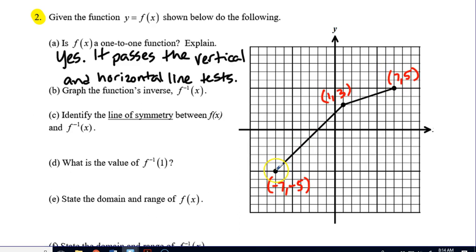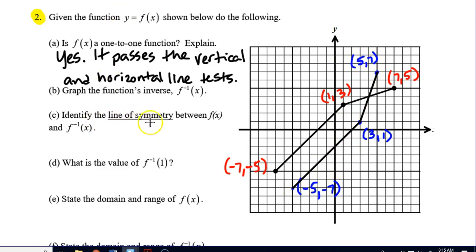So I'm going to take each one of these points and switch their x and y. And now I'm realizing that the placement of that point could be a little better. Let's slide it over there. I think that'll work. Okay, so once we have those end points, those critical points plotted, we can just connect the 3 points. And then let's draw in the line of symmetry.